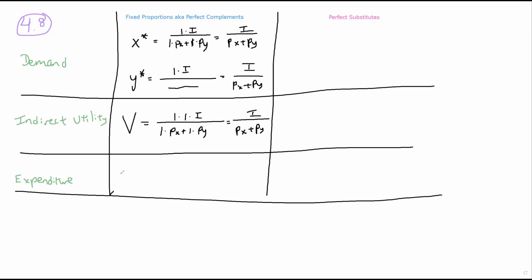Okay, how about expenditure? Once again, we have U bar times price X over 1 plus price Y over 1. That's it. That's all there is to it.